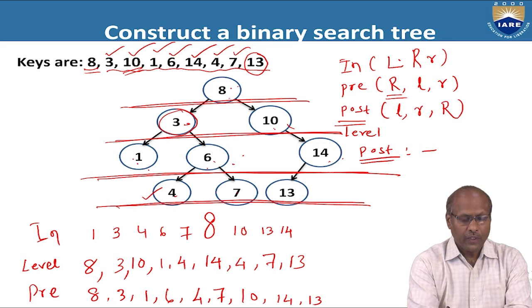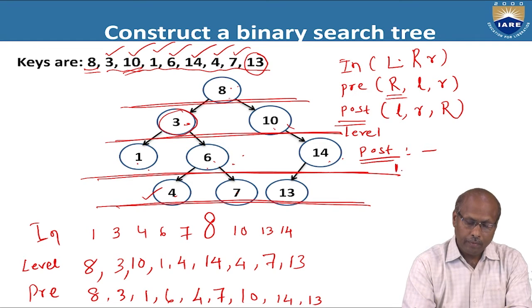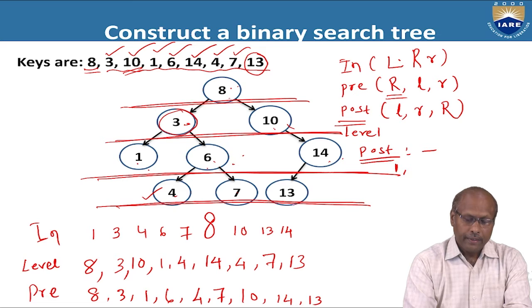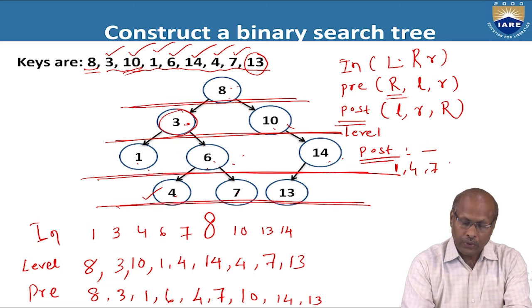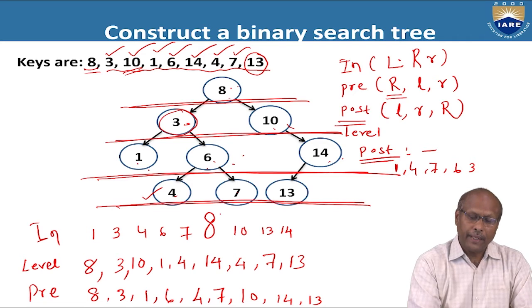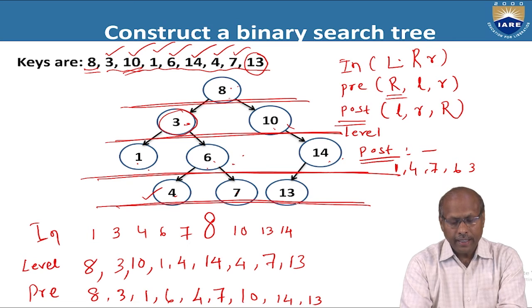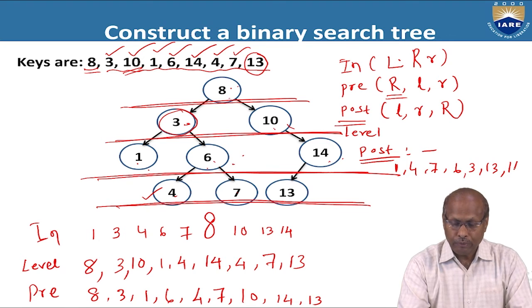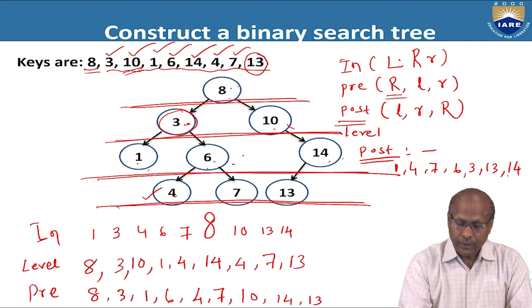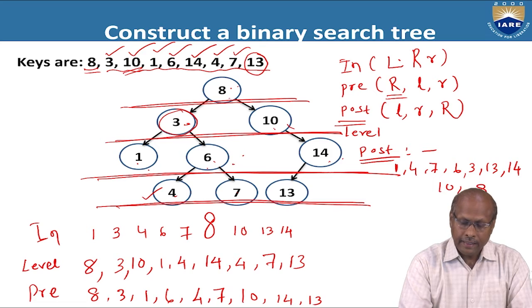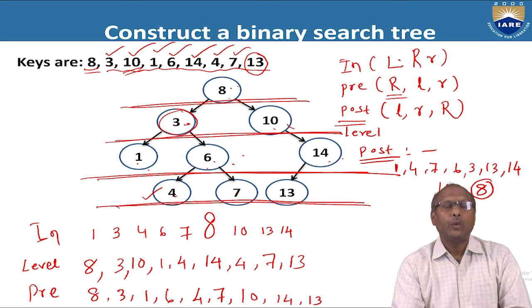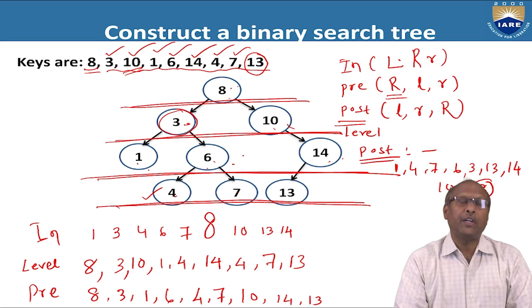In the left subtree, go to the leftmost first, 1. Then the right subtree. In the right subtree again left and right. Left is 4, then 7, then root 6 and then 3. So this left subtree is over. After the left subtree, go to the right subtree. In the right subtree there is no left. Again right subtree, again left 13, then root 14 and then root 10 and then 8. So 8 will always come last. In post-order traversal, the root always comes last.